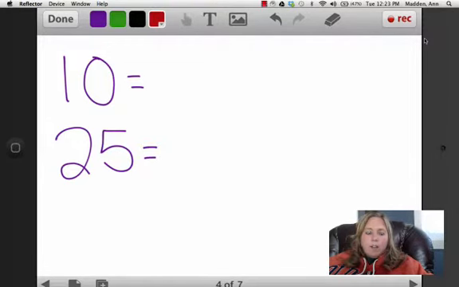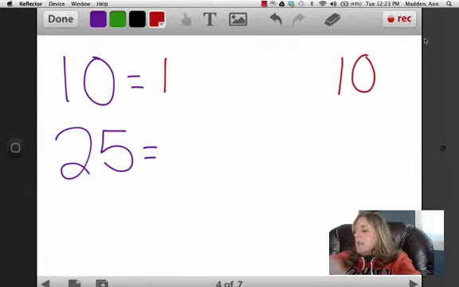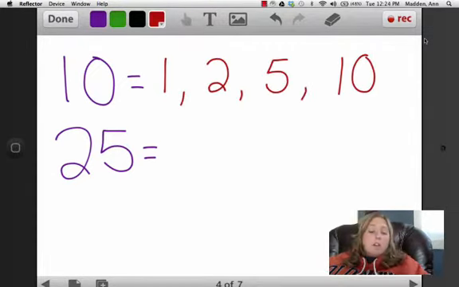All right, let's take a look at a couple other examples. Finding the greatest common factor between 10 and 25. The first thing I need to do is list my factors of 10 and my factors of 25. How do I get to 10? 1 times 10, 2 times 5. There's no other way that I can multiply to get to 10.